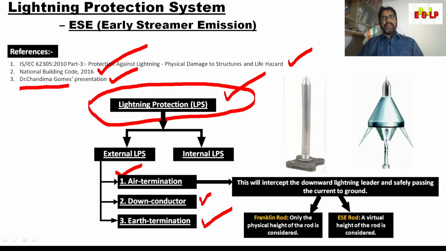This air terminal can be a horizontal conductor, as in the mesh arrangement you know about, or it can be a vertical air terminal. The vertical air terminal is the one I am taking for this topic. The vertical air terminal can be a conventional type, a simple copper rod, called a Franklin rod. Otherwise, it can be an early streamer type or ESE type. The early streamer type has an additional virtual height created; I will explain that later. So there are Franklin rod and ESE rod.